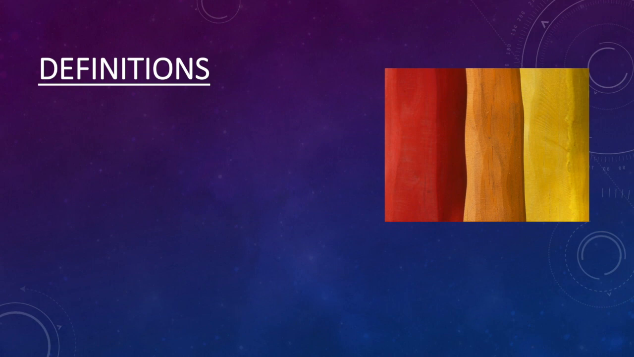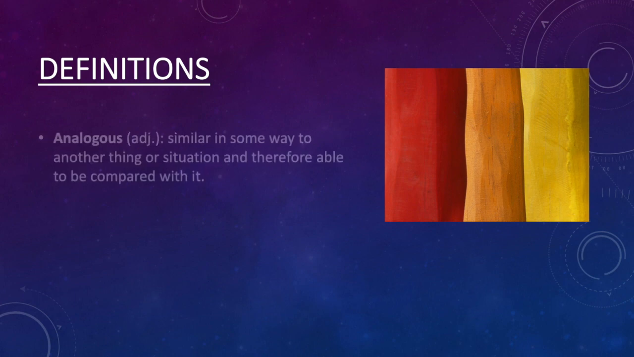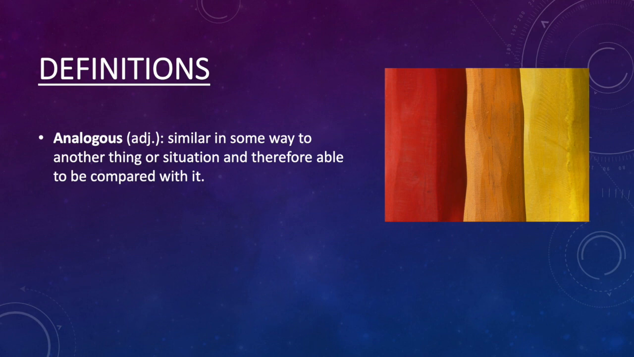Now, let's take a look at the second word of today's unit. The second word is analogous. It is an adjective and it means similar in some way to another thing or situation and therefore able to be compared with it.